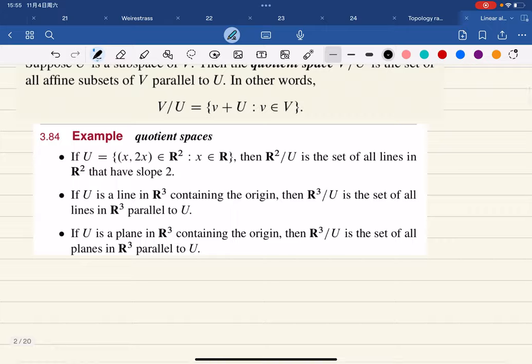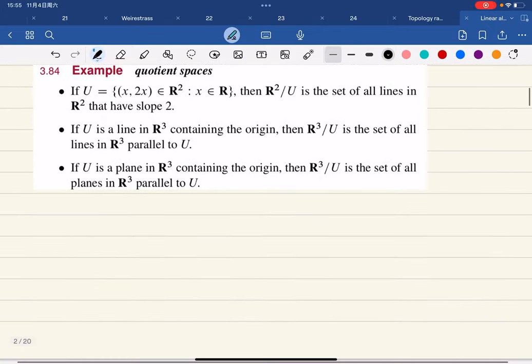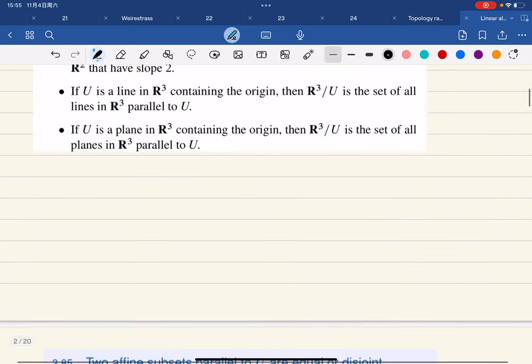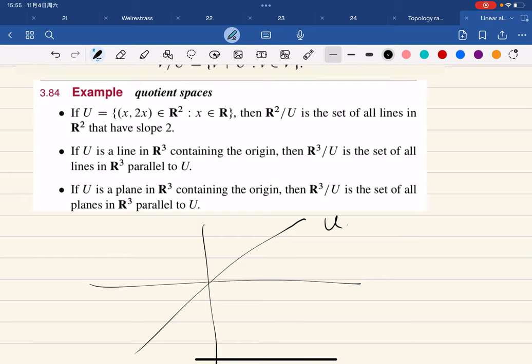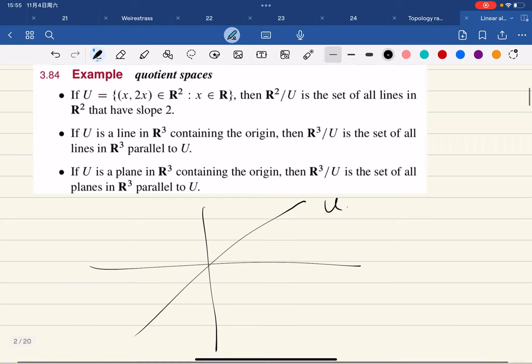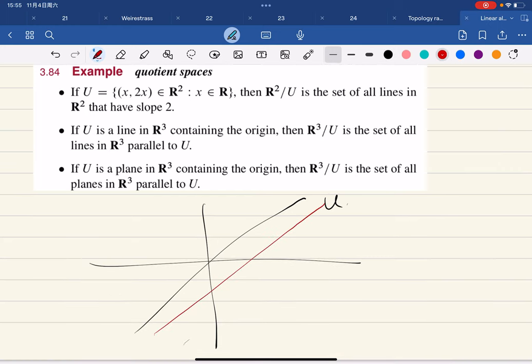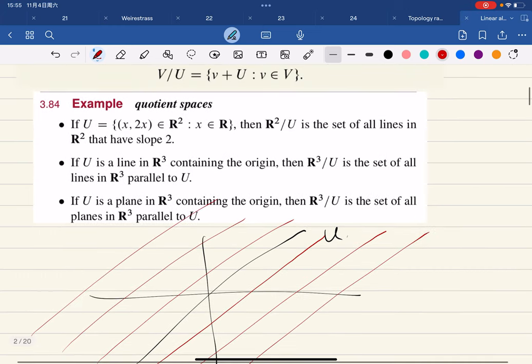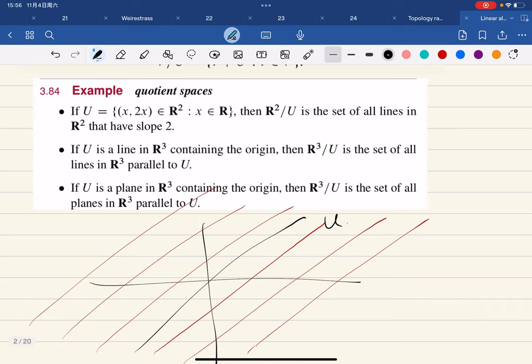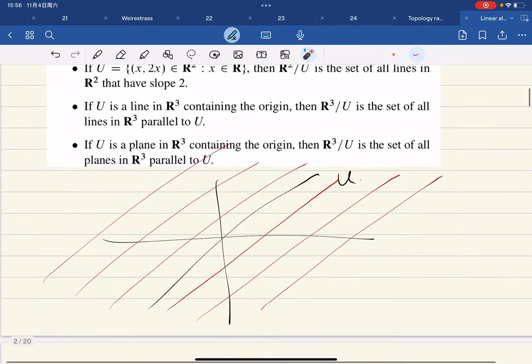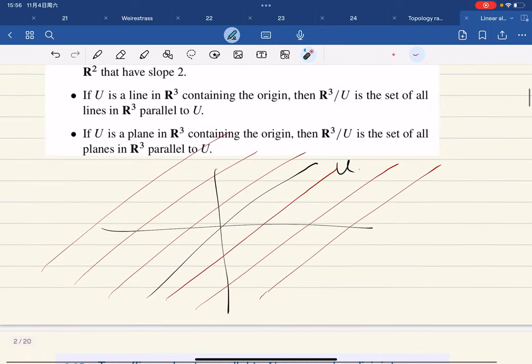Okay. So we're going to look at some examples. If U is the line y = x, this is U, and R² / U is basically all the sets like this. All of these are in R² / U. And if U is a plane containing the origin, then R³ / U is basically the set of all planes in three-dimensional space parallel to the plane U.